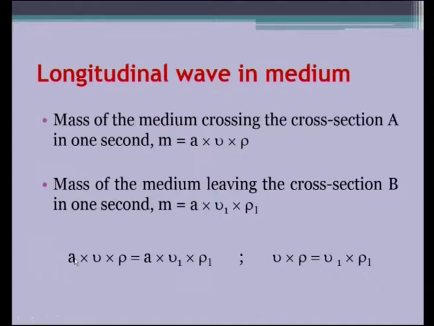Let us see what it is. We are equating the two masses, in which the area of cross section is the same. So, we cancel that and this gives us the product V rho and the product V1 rho 1 as equal. Here V is the velocity of the medium with which it is entering, rho is the density in the region A, and V1 is the velocity with which the medium is leaving the cross section B, and rho 1 is the density in the cross section B.